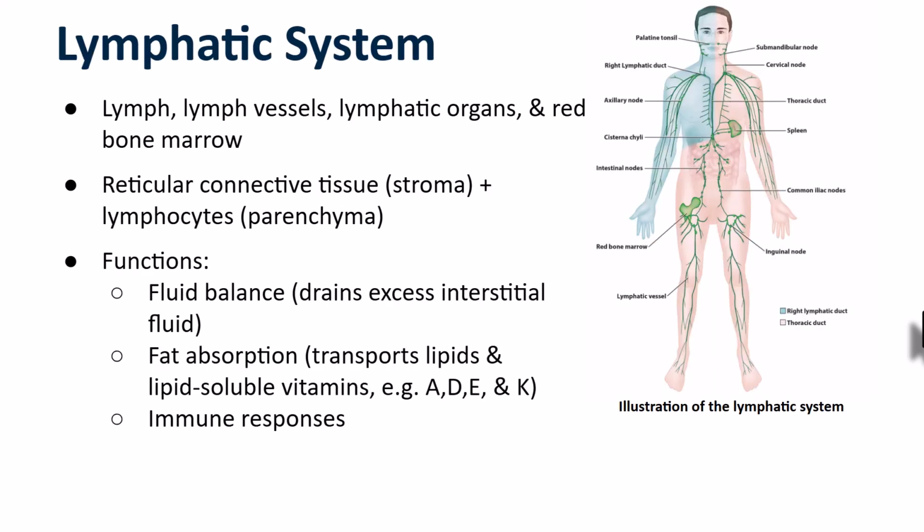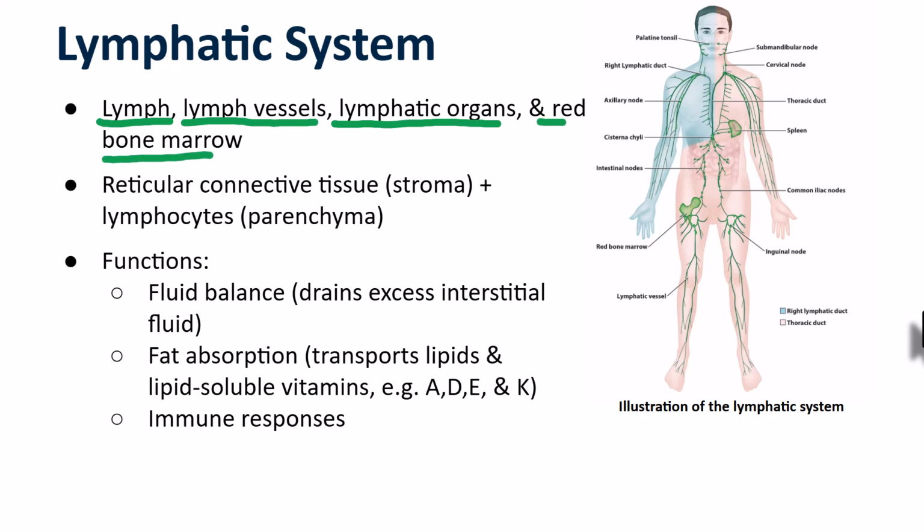So let's begin with the lymphatic system. The lymphatic system can be conceptualized as its own system or sometimes as part of the cardiovascular system, but it does have roles that go beyond the cardiovascular system, and so we'll treat it as its own individual system. It consists of the following portions: lymph, which is a liquid connective tissue; lymph vessels, which transport the lymph; lymphatic organs; and red bone marrow.